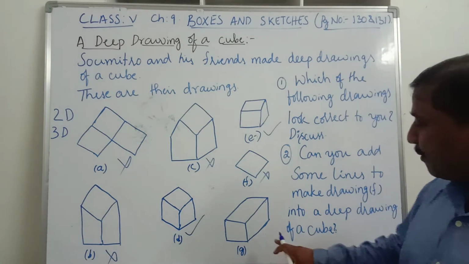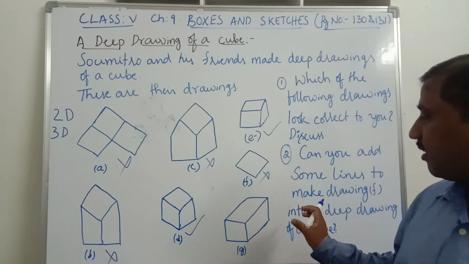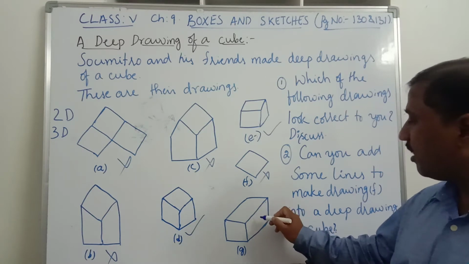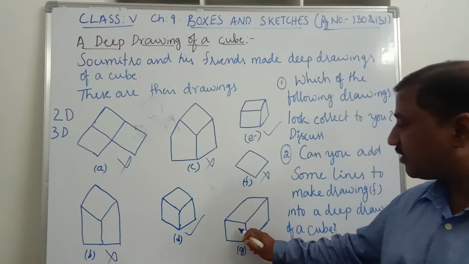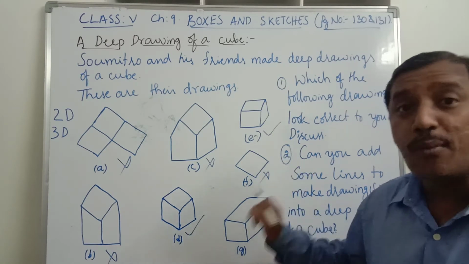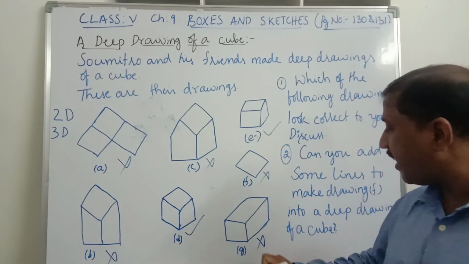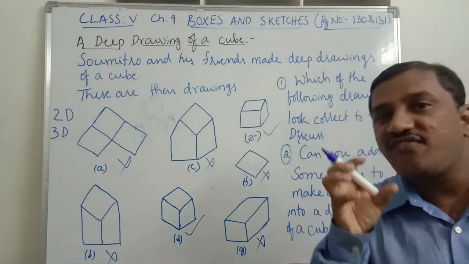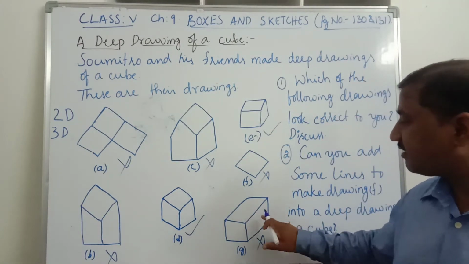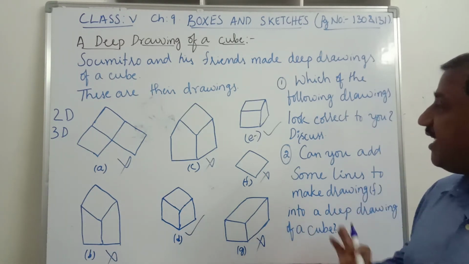Next, what about G? If you observe here, though it looks like a 3-dimensional figure, you see the top surface and this side surface, both are rectangular in shape, and this looks like a square. It is a 3-dimensional shape called a cuboid, but it is not a cube. Why is it not a cube? Because all the faces are not square faces. Hence, G is not a cube.